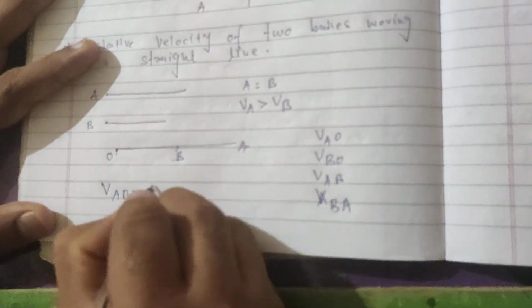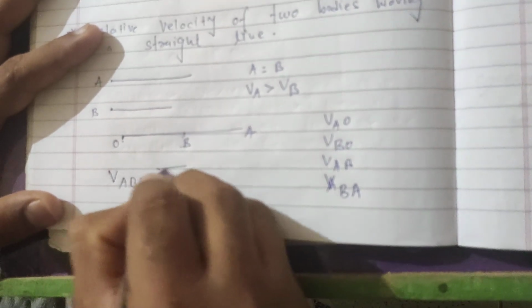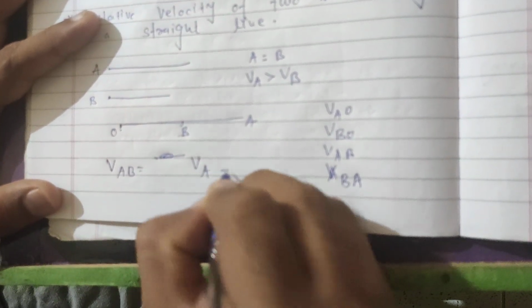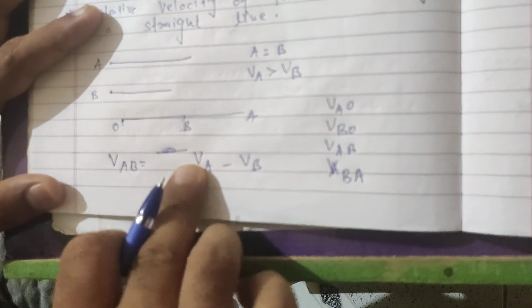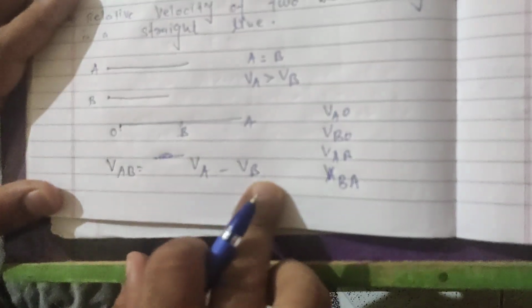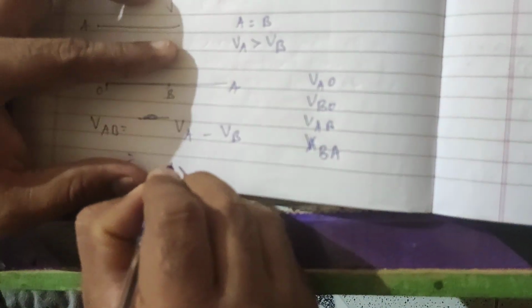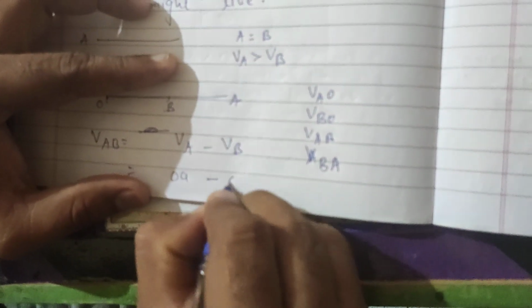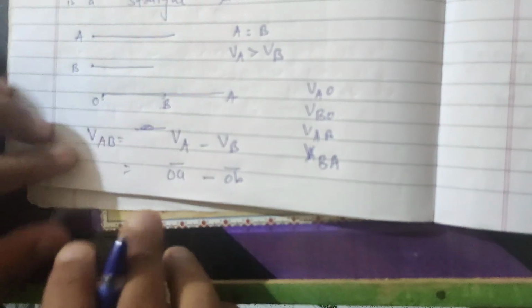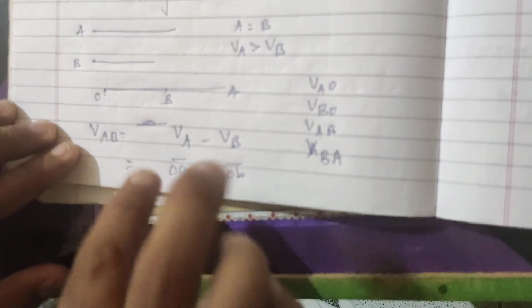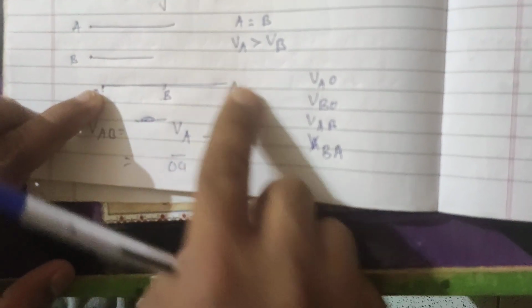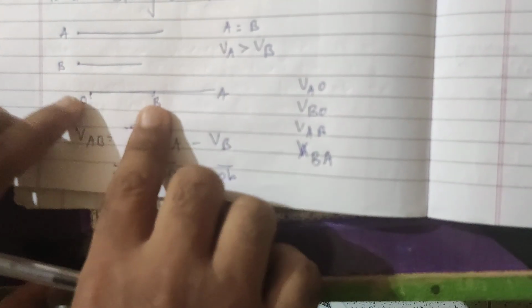So on the basis of that, we can say that the relative velocity VAB is VA minus VB. So VA is the larger one, so minus VB. This relative velocity may be represented using OA minus OB, which is nothing but the vector VA, that is A with respect to O, and OB, that is B with respect to O.